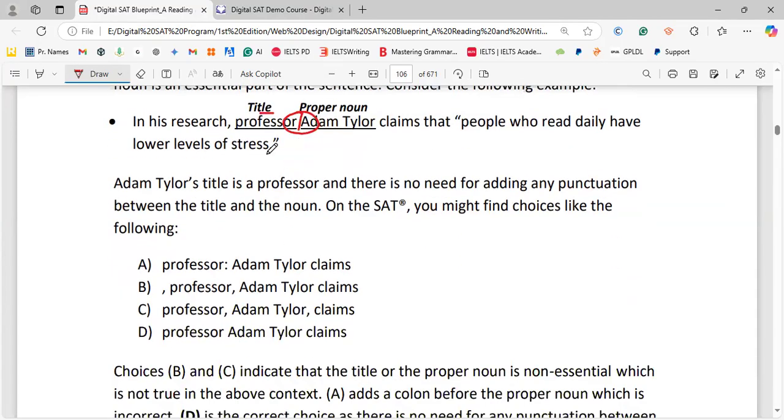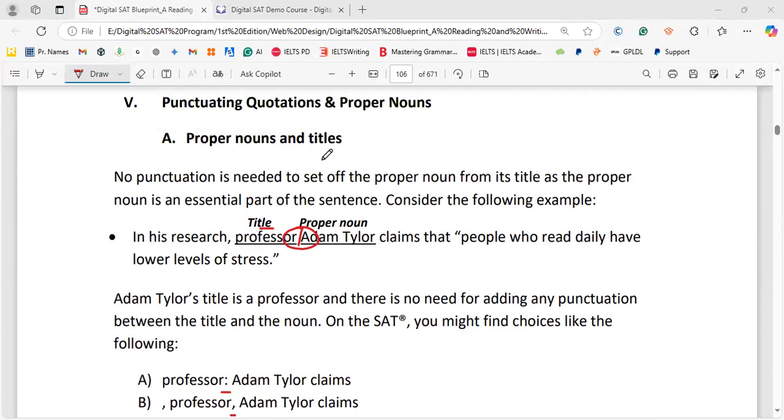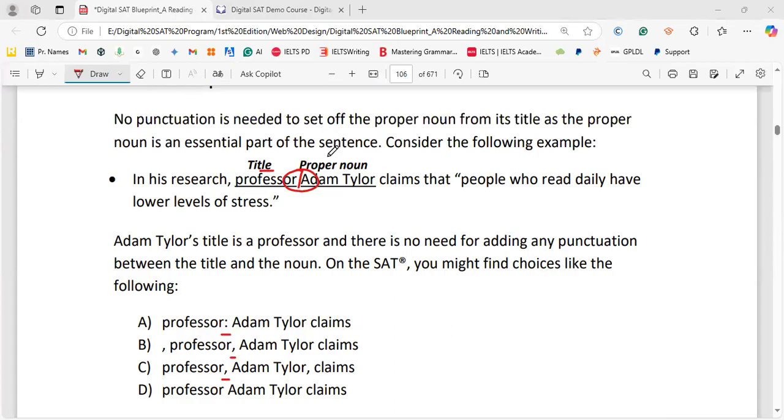So in the SAT, you might have, in his research, Professor Adam Taylor claims that people who read daily have lower levels of stress. The choices might go like colon, comma, semicolon, whatever. All of these are wrong, unless there's a non-essential clause. I didn't get your point actually, Sirkin, so please clarify it. Are you talking about the punctuation of proper nouns and titles? Please clarify your point. Thank you.